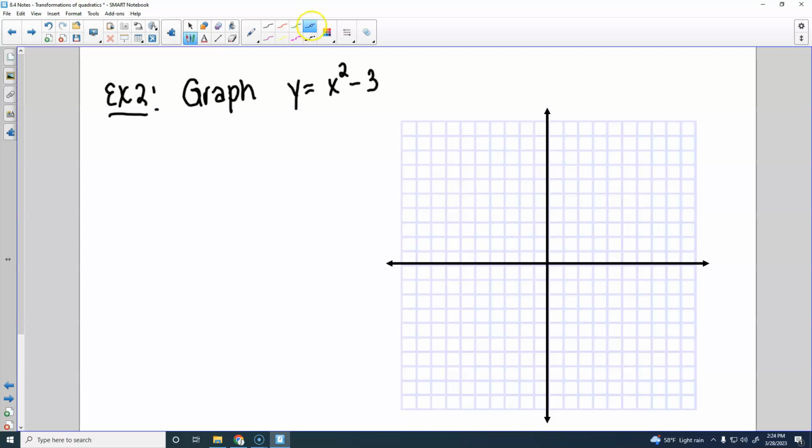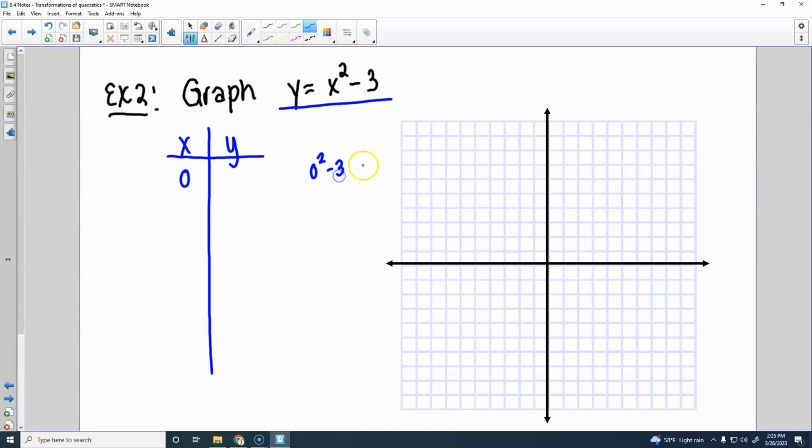Okay? So we're going to do the same thing we did for the last problem. We're going to make ourselves a table. But this time my equation is y equals x squared minus 3. So if I plug in 0 this time, I'm doing 0 squared minus 3. What do I get when I do 0 squared minus 3? Negative 3. So 0, negative 3 would be right here.